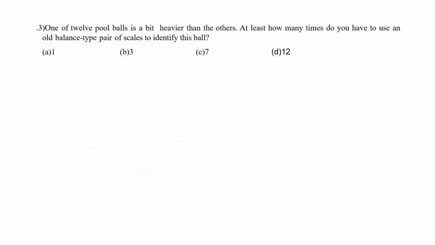One of the 12 pool balls is a bit heavier than the others. At least how many times do you have to use an old balance type pair of scales to identify the ball? It is said that there are 12 balls, out of which one ball is heavier than the others, and you are using a balance to identify this heavier ball. So at least how many times you have to use this balance to find this heavier ball?